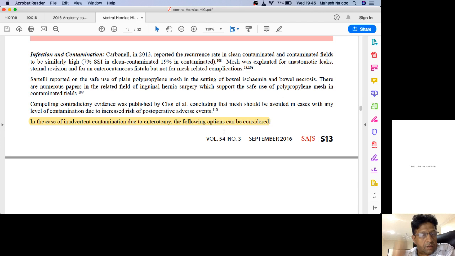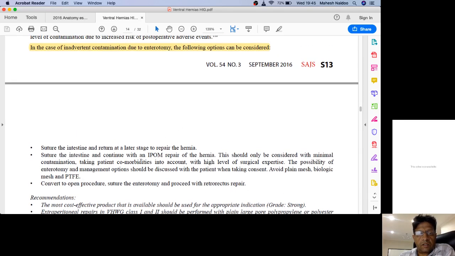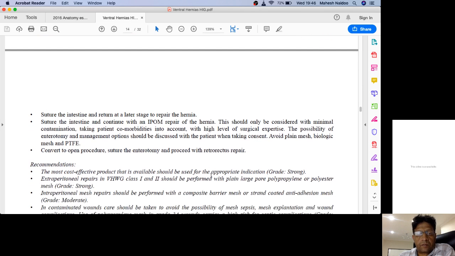There's very frequently the occurrence of an inadvertent enterotomy, and you are now stuck with a big defect and you don't know whether or not you can use a mesh. So the recommendations in this instance are to suture the intestine and return at a later stage to repair the hernia, or suture the intestine and continue with an intraperitoneal onlay mesh. And you have specialized meshes that can tolerate infection better than others. And then you can convert to an open procedure, repair the enterotomy, and put the mesh into the rectus space.